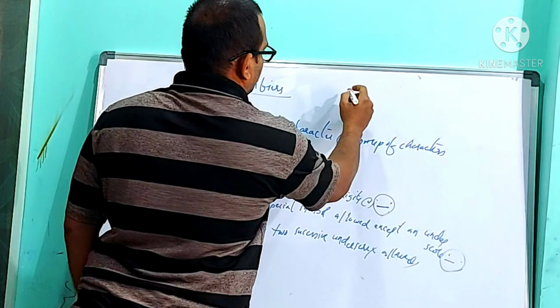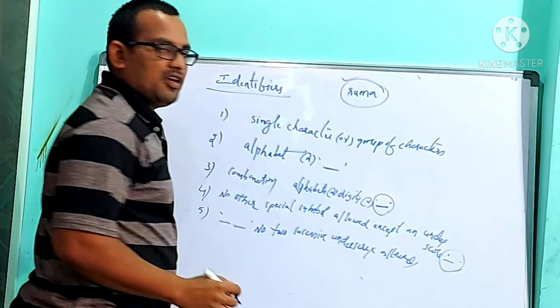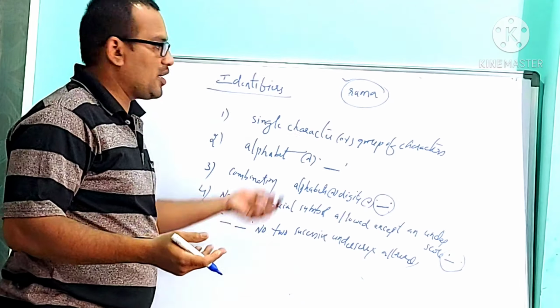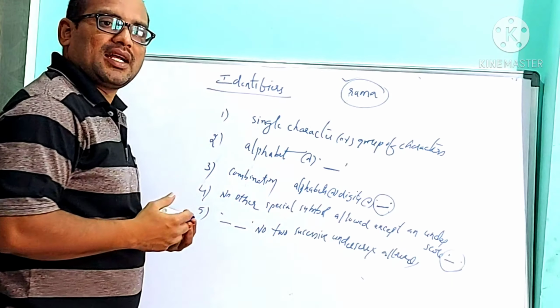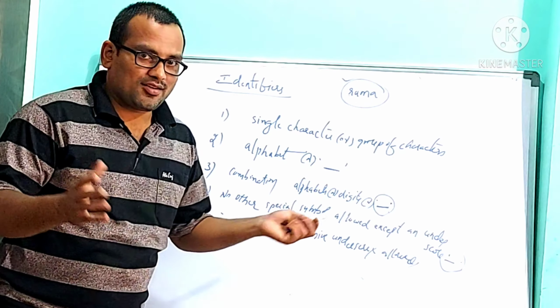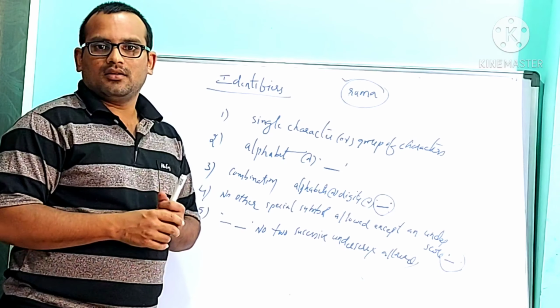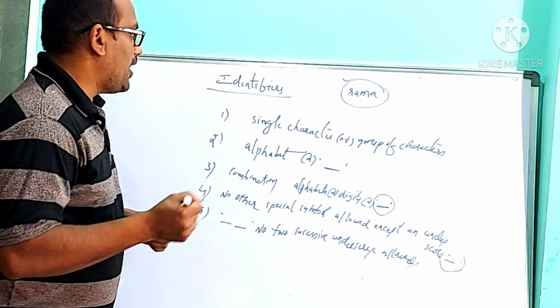Suppose RAMA, Rama, is it a valid identifier or not? Yes, it is a valid identifier because it contains only alphabets. If the name contains all alphabets, then it must always be a valid identifier.